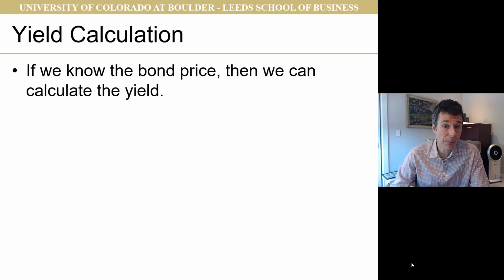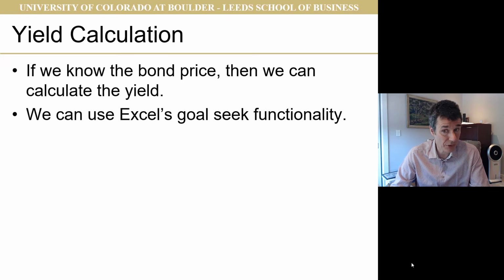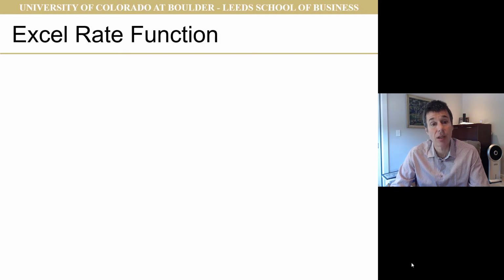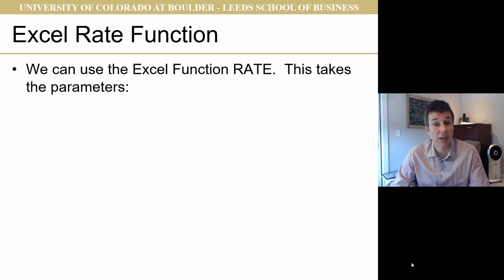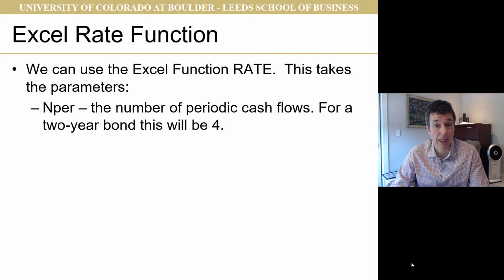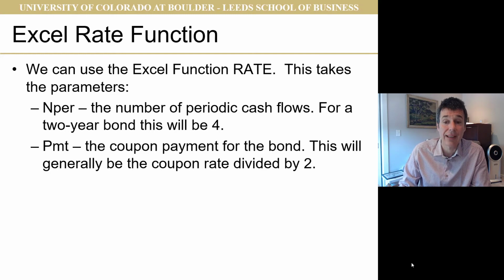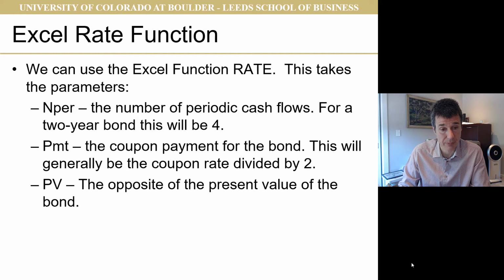If we know a bond price, we can calculate its yield. Again, we can use Excel's goal seek function. If we laid out all the cash flows in the bond, we could use Excel's goal seek to find the yield, which gives us the price. Or we can use Excel's rate function. The rate function takes number of periods. For a 2-year bond, it's 4. The payment, the coupon payment, coupon rate divided by 2 times principal.